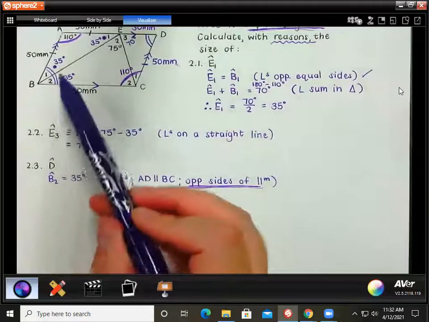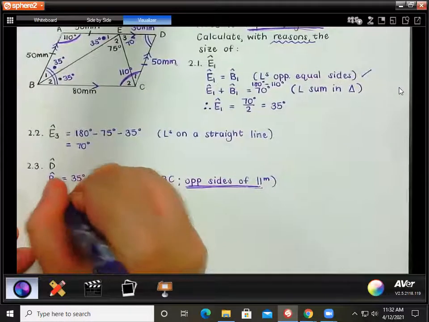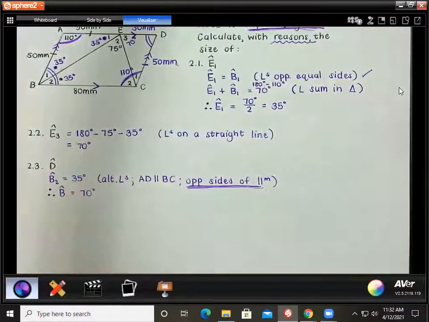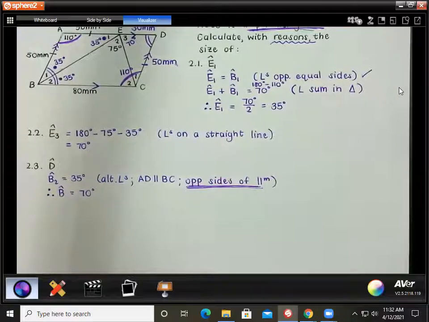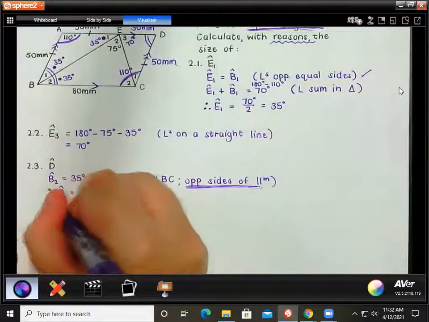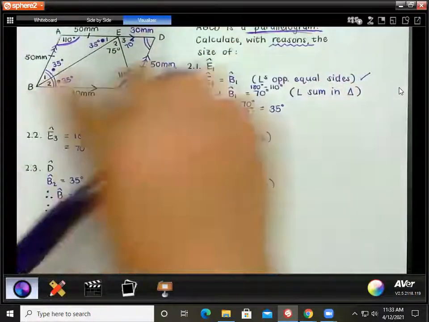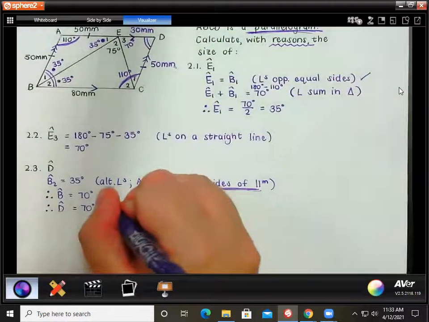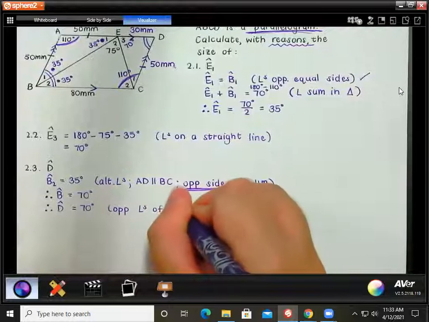Okay, so let's get back to this. We got that B2 is 35. So what does that mean? Angle B, the whole angle, is 70 degrees. We all fine with that? 35 plus 35 is 70. For this, we don't have to write the reason, because we're just adding two numbers. That's nothing geometrical. Therefore, angle D is also equal to 70 because of opposite angles of a parallelogram. And that's the reason. Opposite angles of parallelogram.